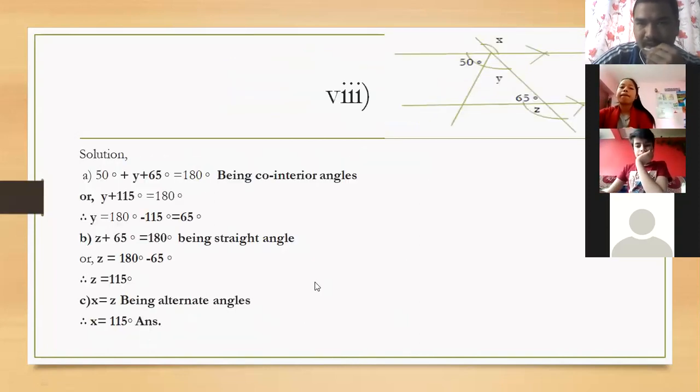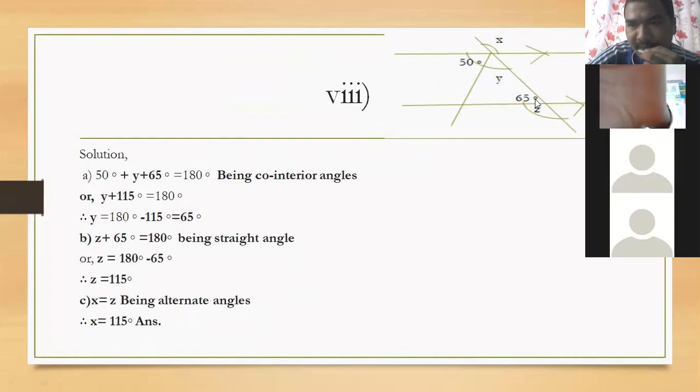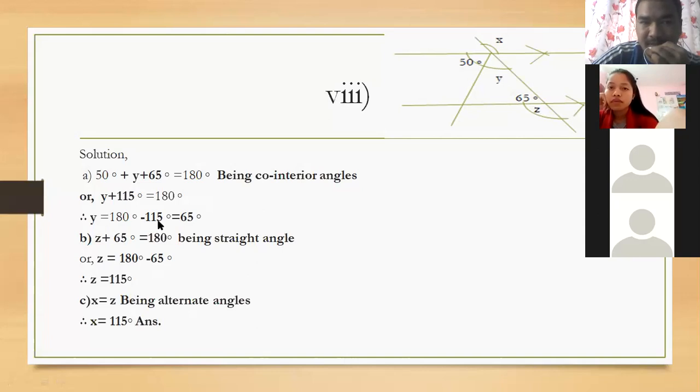After this one, here is another question. Look, 50 degree and y degree. When we add 50 degree and y degree, it will be 50 degree plus y. This will be co-interior with 65 degree. Okay, Tejas? 50 degree plus y and 65 degree are co-interior angles. Okay. Then we get the value of y. Then y comes 180 minus 115, means 65.